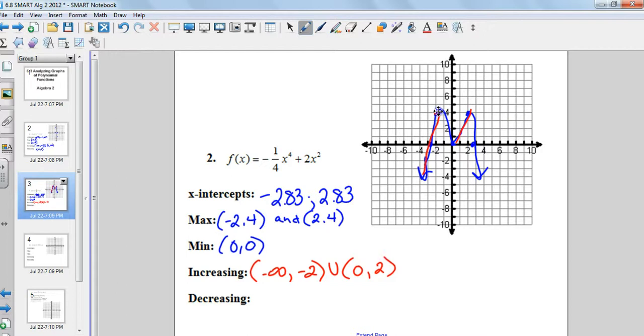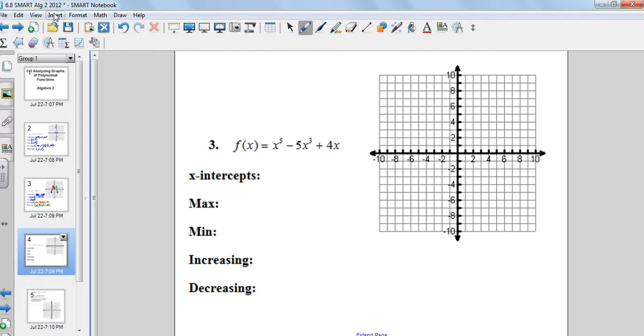Now his decreasing part is right here and right here. So he's decreasing from negative 2 to 0, union, positive 2, and then he decreases forever after that. So in my eyes, it kind of helps if you color code the parts of your graph for increasing and decreasing, but if you can see it without coloring it in, that's fine too. Moving on.